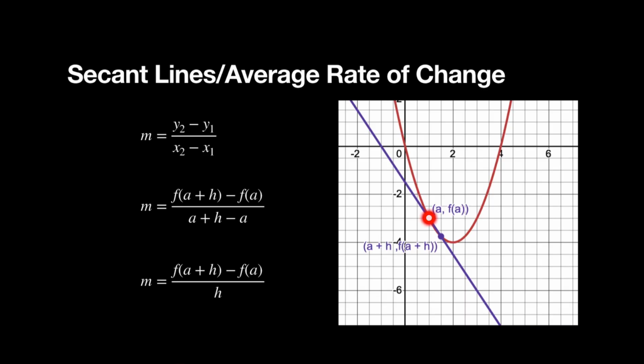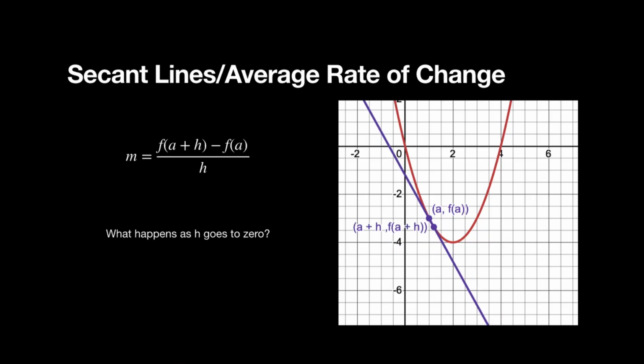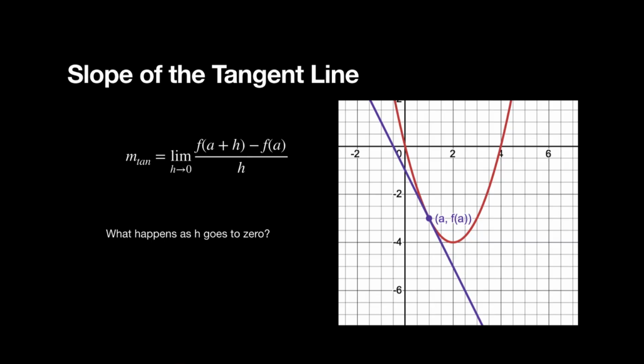Now, if we take these 2 points and we make them closer together, that means we are making h smaller, and we make them even closer together. Well, we can think about what happens as h gets really, really small, and what happens as h goes to 0. Well, if we let h go to 0, this line is now going to become a tangent line, and the slope of this tangent line will give us our instantaneous rate of change.